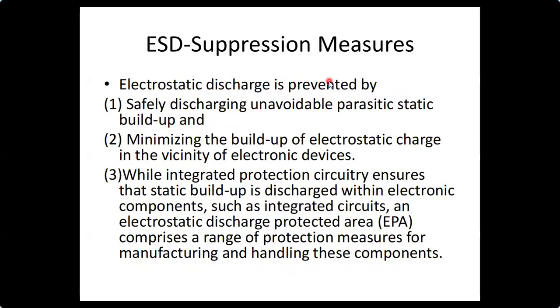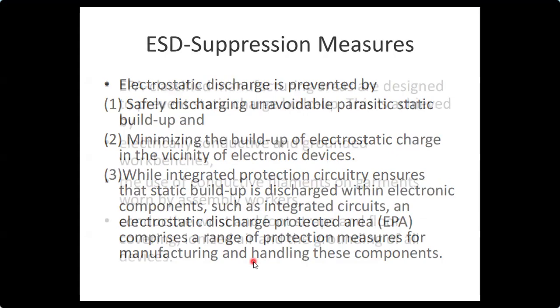So, what are the suppression measures you need to consider when ESD is happening? Some points are given for preventing this ESD: safely discharging unavoidable plastic parasitic static buildup, and minimizing the buildup of electrostatic charge in the vicinity of electronic devices. While integrated protection circuitry ensures that static buildup is discharged within electronic components such as ICs, the EPA, electrostatic discharge protection area, comprises a range of protection measures for handling these components.